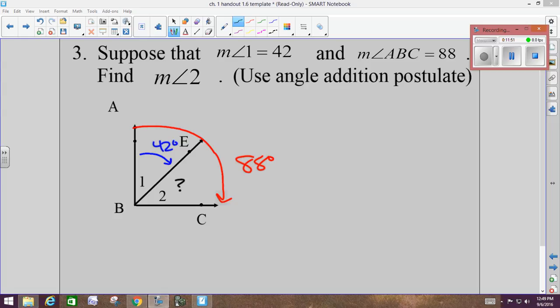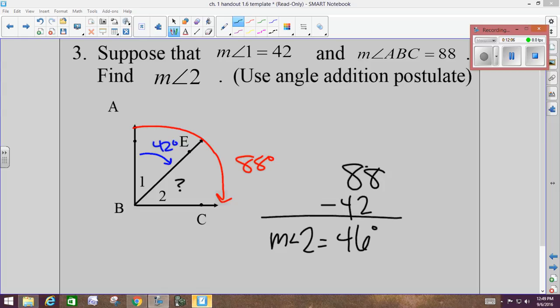Excellent. We know what the entire thing is, and part of it is 42, and they want us to find the other part. So if we're trying to find a part, you said subtract, right? So the measurement of angle 2, 46 degrees.